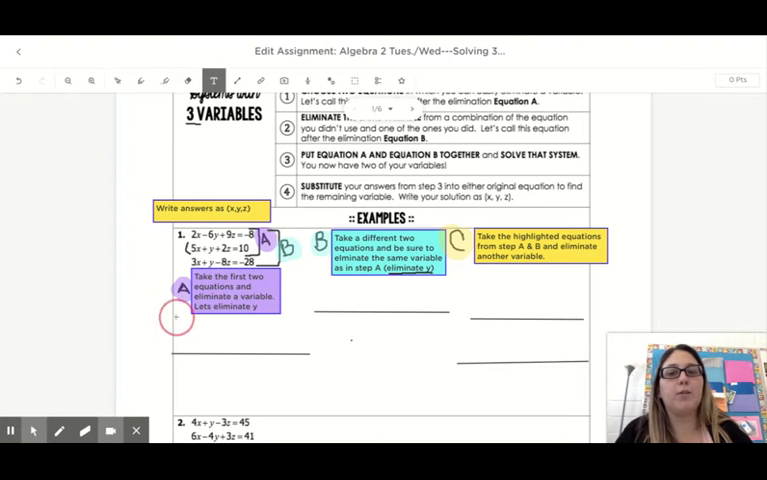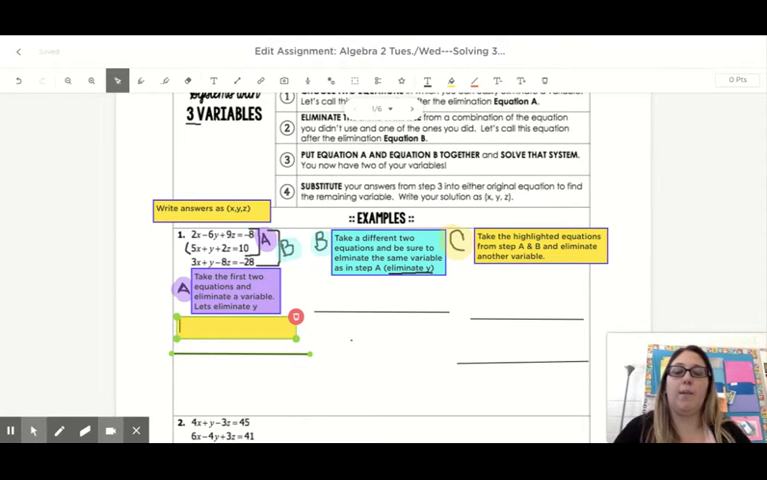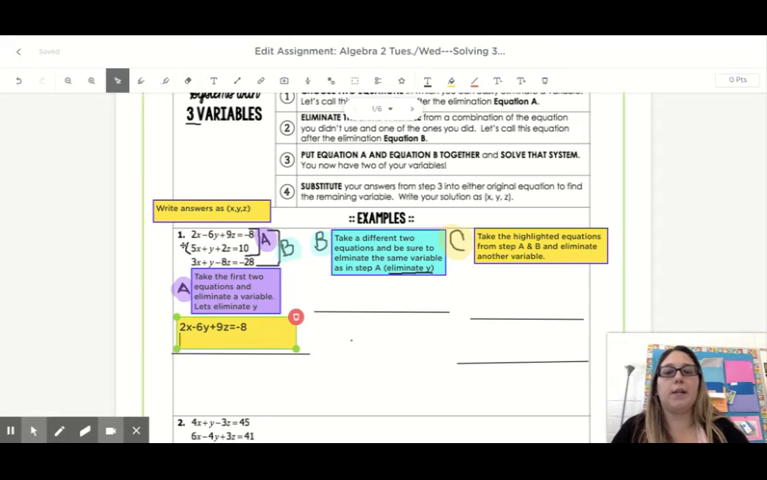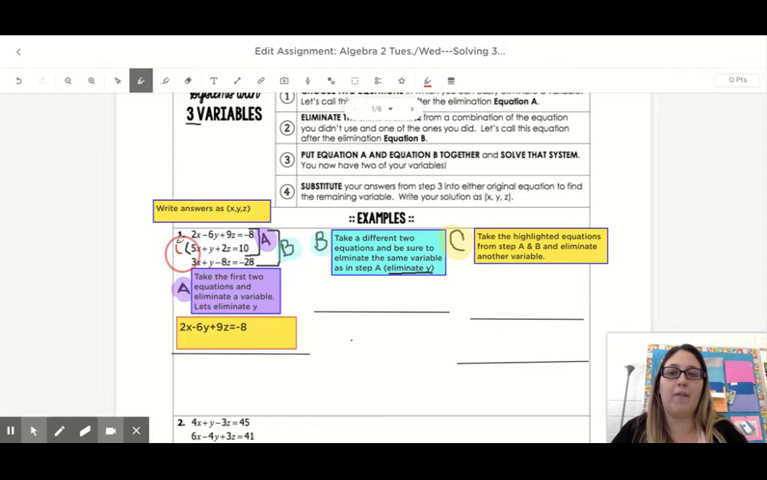So what I'm going to do is rewrite the first equation as 2x minus 6y plus 9z equals negative 8. And I want to eliminate y. In the second equation, I have a plus y, but I need it to be a plus 6y. That way my y's will eliminate. So I'm going to take this second equation and multiply everything by 6, and that way I can eliminate those y's.